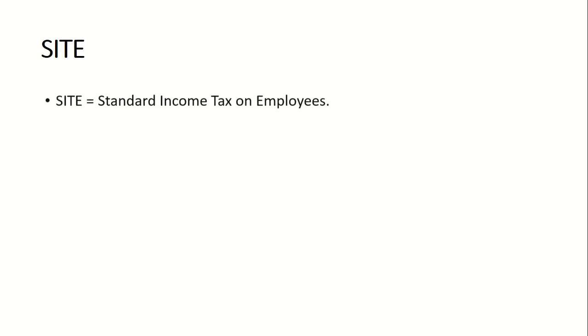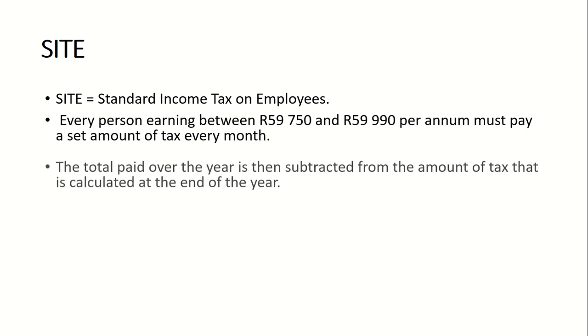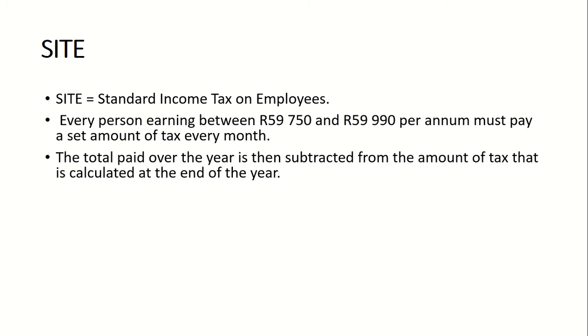What is SITE? SITE is Standard Income Tax on Employees. Every person earning between 59,750 and 59,990 per annum must pay a set amount of tax every month. It must be a salary or a wage between 59,750 and 59,950. The total is paid over to SARS.